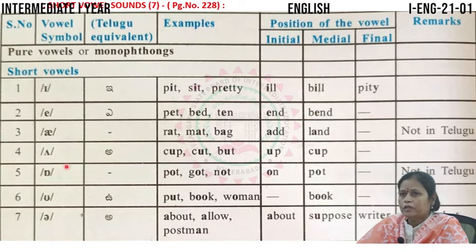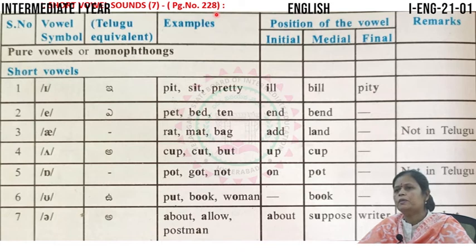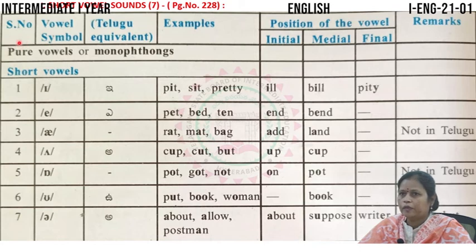So coming to the short vowel sounds, which are 7 in number, you can see on page number 228 in your first year textbook. There is a chart available for you where you can see these symbols. These are called phonemes. Phonemes are represented within 2 oblique marks. This is pure vowels or monophthong.